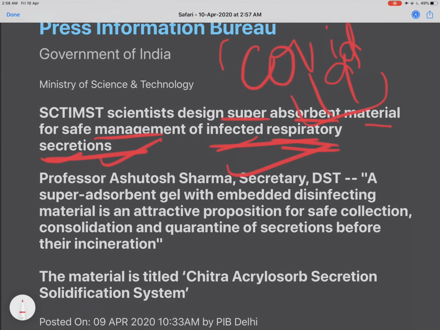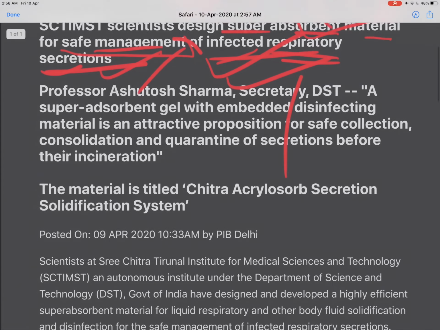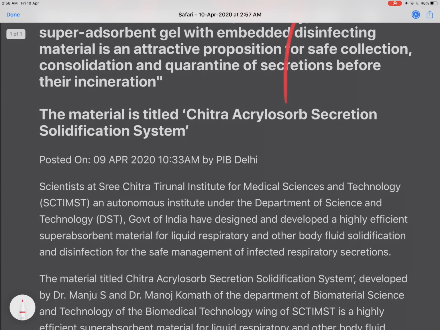So respiratory secretions are infectious, and their safe management is something that we have to take care of, and scientists have designed something which we are calling a super absorbent material that would take care of this very thing. Now let's get into the details of this. So what is it? Of course intuitively we have to understand, but the name is Chitra Crylow Secretion Solidification System. Chitra is the name of the institution, the scientists of which have developed this thing. So Chitra is Chitra, nothing more to be understood here.